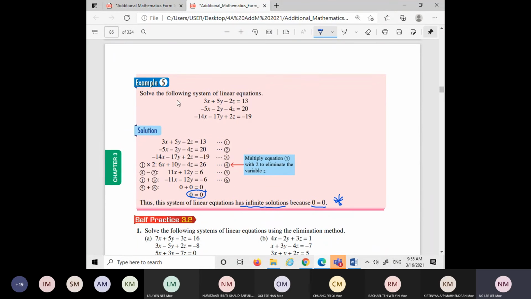Okay, 5 more minutes. Okay, let us see this. How did they solve it? Let me see. This is the first one. This is the second one. This is the third one.